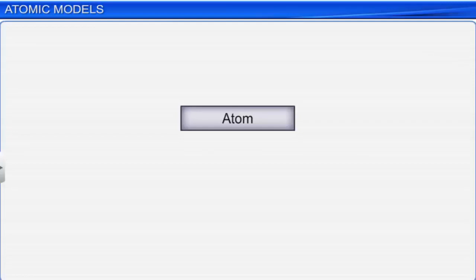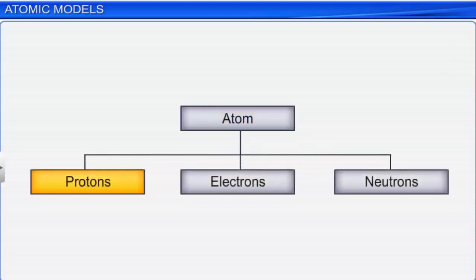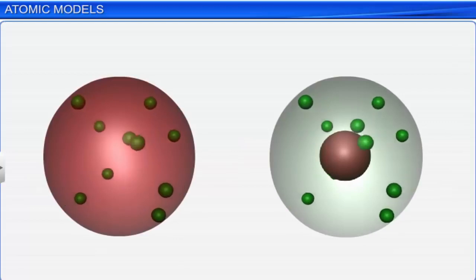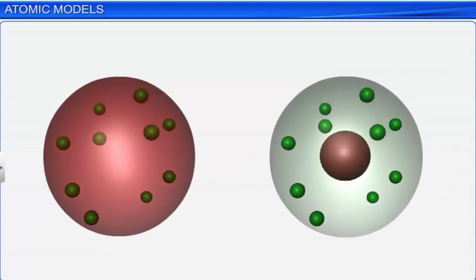Various experiments established that an atom consists of subatomic particles such as protons, electrons, and neutrons. Now, let us look at the arrangement of these subatomic particles in an atom. Different models were proposed to explain the distribution of subatomic particles in an atom.